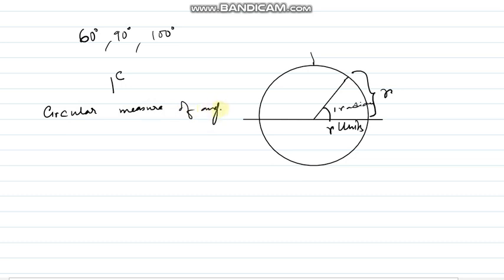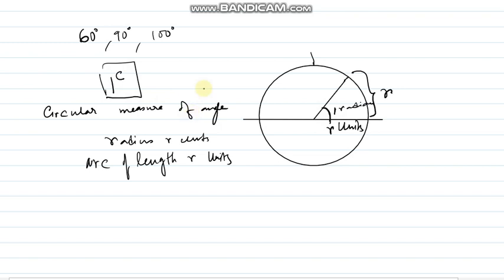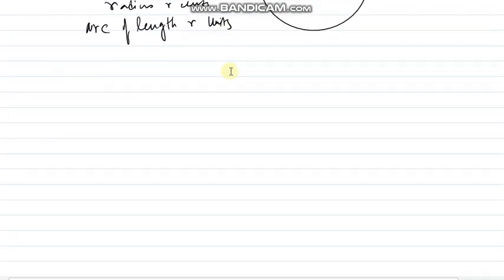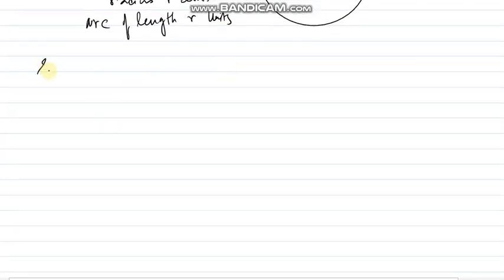Again I can repeat this: this is a circle of radius r units. The angle subtended at the center by an arc of length r units is 1 radian. We represent it like this. Now a very famous formula, that is S equals r theta. Let me discuss what this S equals r theta is.